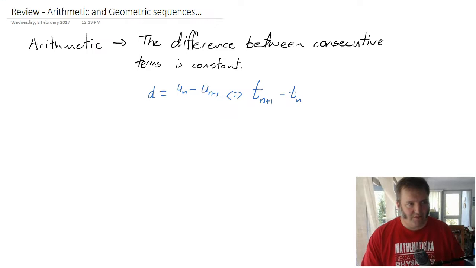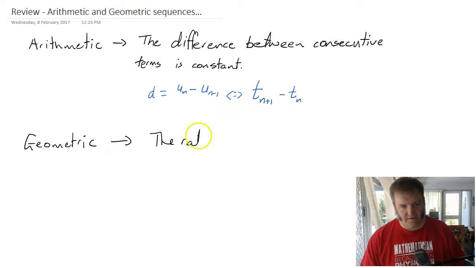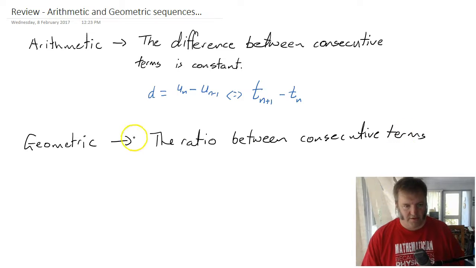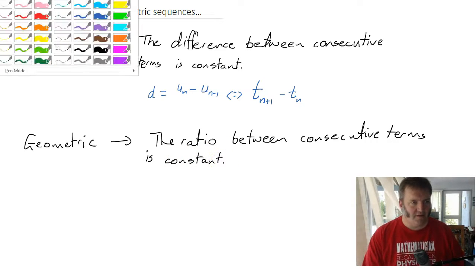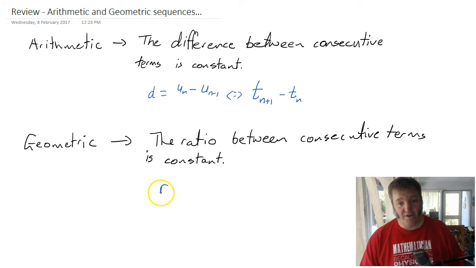The geometric sequence, can we remember what that is? I'm sure we can. In a geometric sequence, the ratio between consecutive terms remains constant. How do I write that in a nice mathematical way again? This time, instead of d for difference, I'm going to use r for ratio. That makes a lot of sense.